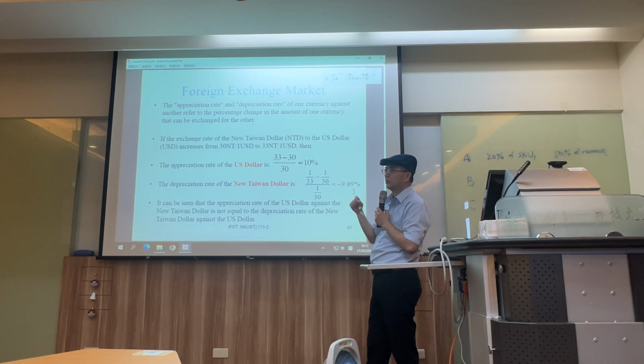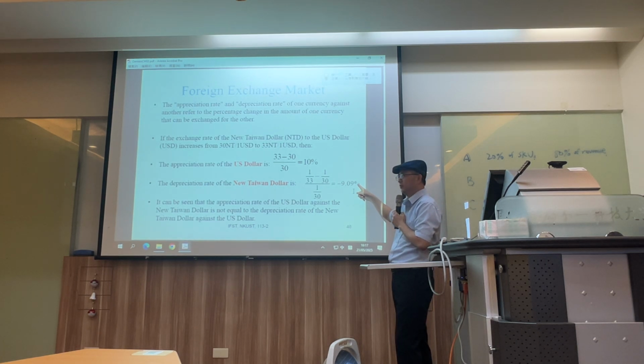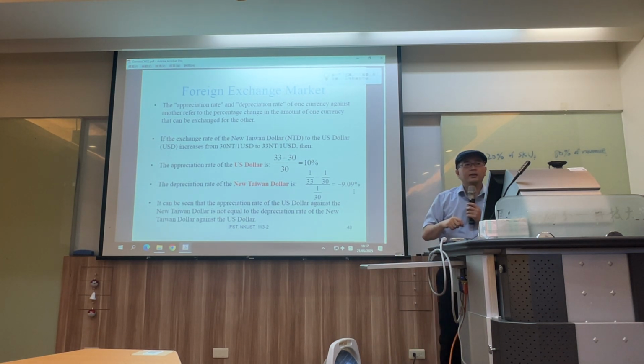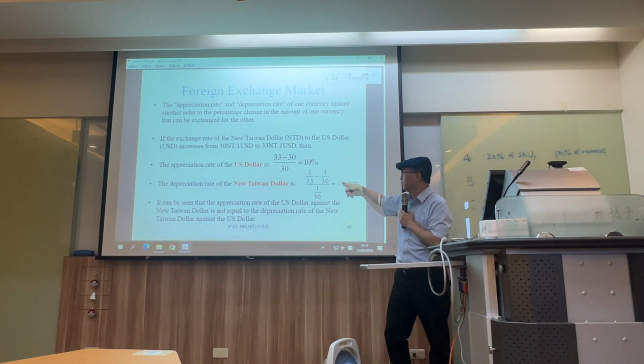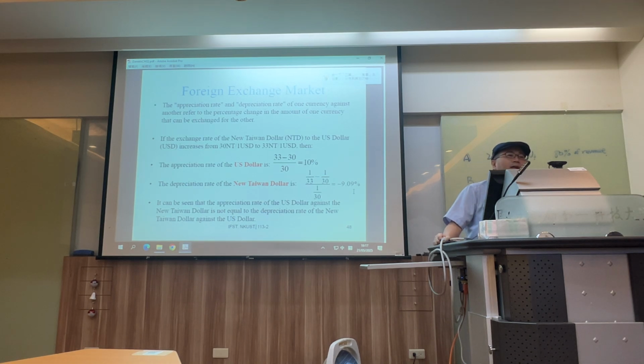Maybe on your Excel, you can try that to see if you can get this number, because we will have some exercises for you to do. For the rest of you, maybe you can try to see if you can get 10% and minus 9% on your device, either iPhone, iPad, Excel, whatever. It's a good exercise. If you're going to work in a foreign exchange department of multinational banks or investment banks, those small decimal places can convert into millions of dollars.